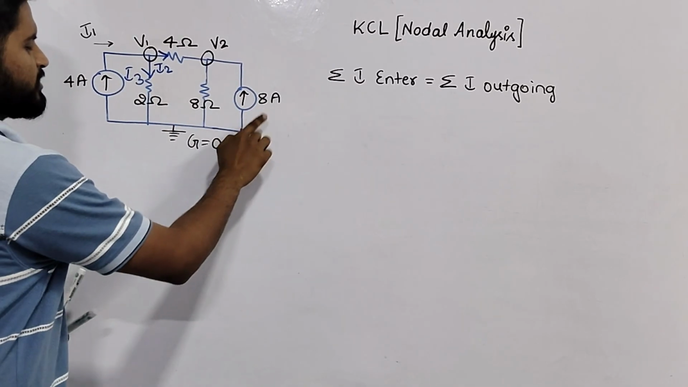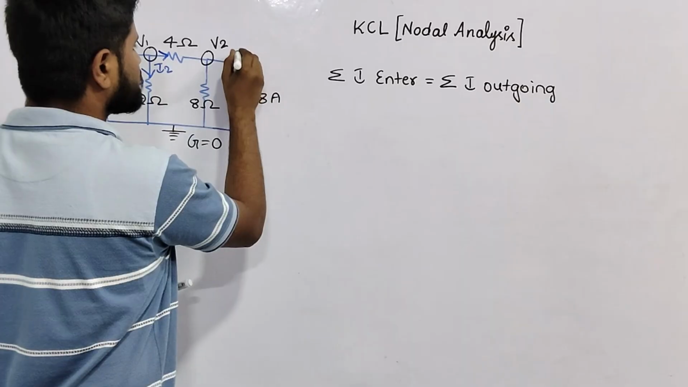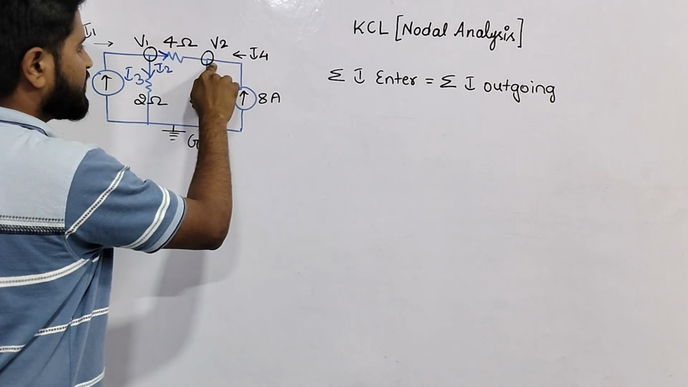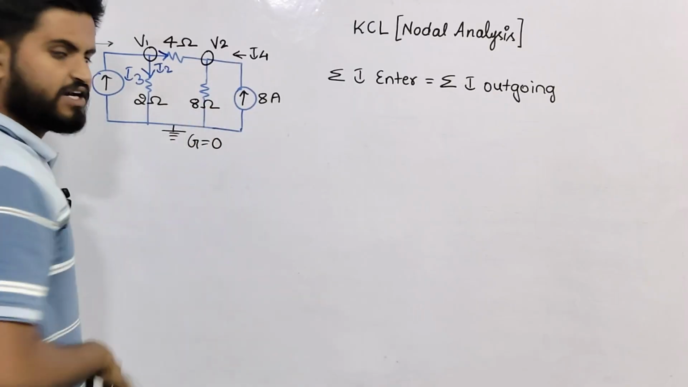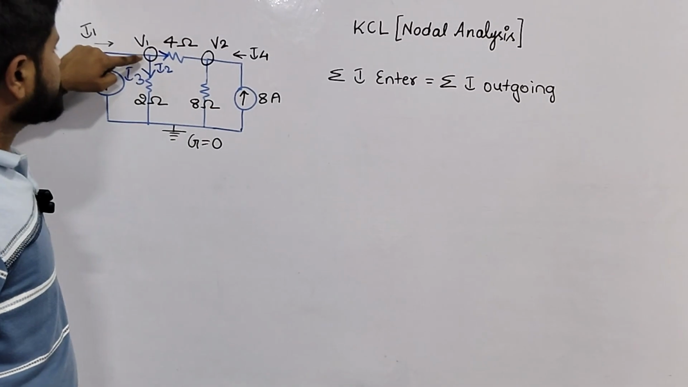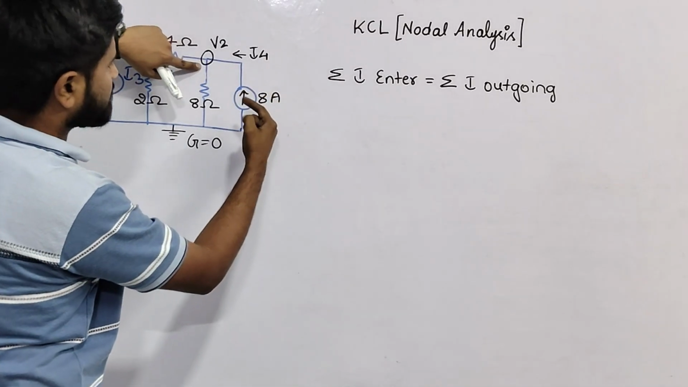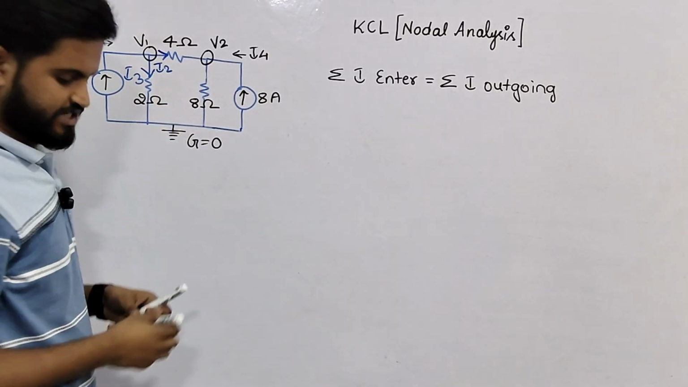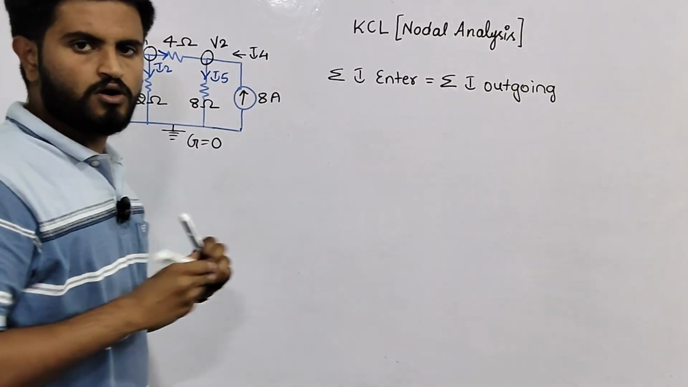Now the 8 ampere current is moving in this direction, so let us call it I4. When it approaches here, it will be split into two parts. One will go to the 4 ohm resistance and another to the 8 ohm resistance. But here I2 is coming from V1 towards V2. So you can conclude that I2 will come from this side, I4 will come from this side, and both will merge and move into the 8 ohm resistance. I will call that current I5. Now we have named all the currents.